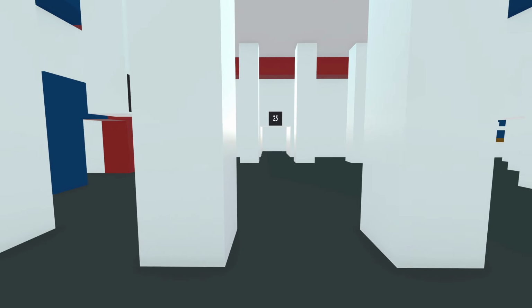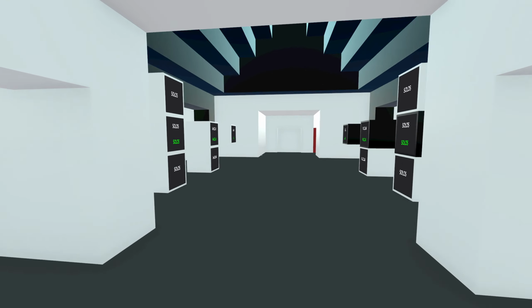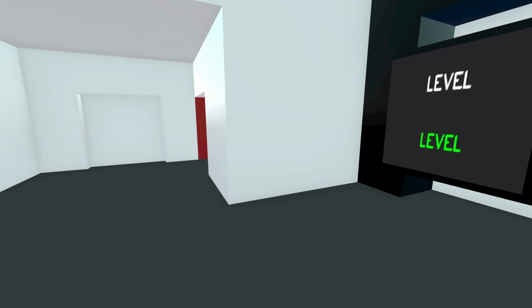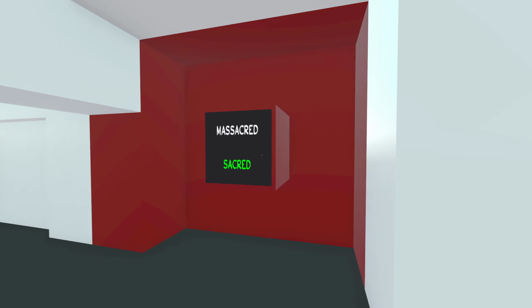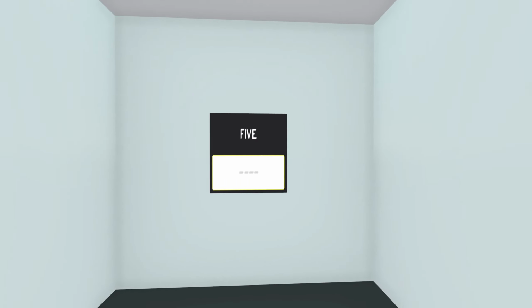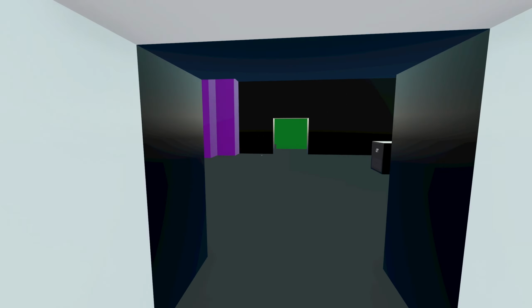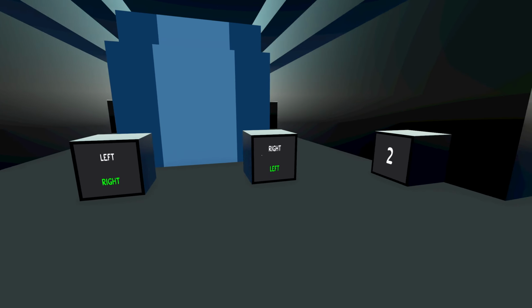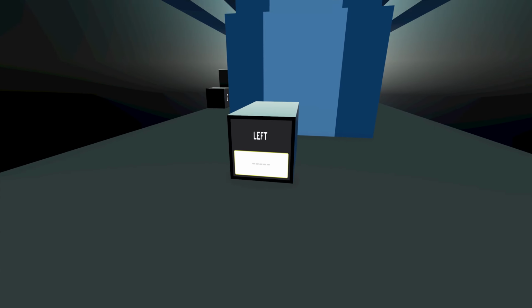25 left on whatever this corridor is. This is actually showing us not very much, actually. Massacred had sacred inside of it. Five, we just do numbers on numbers. Finally learned that one. Left, right, right, left. Left, right is not that for some reason. That's the garden. 5 again.